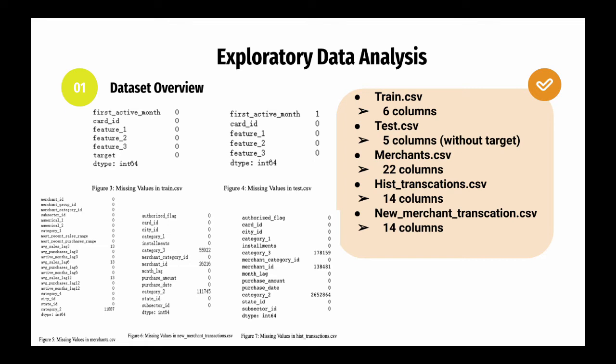Historical transaction set contains up to 3 months of historical transactions for each card ID. Merchant set includes additional information about all merchants in the dataset. New merchant transaction set contains 2 months of data for each card ID, containing all purchases that each card ID made at a merchant ID.